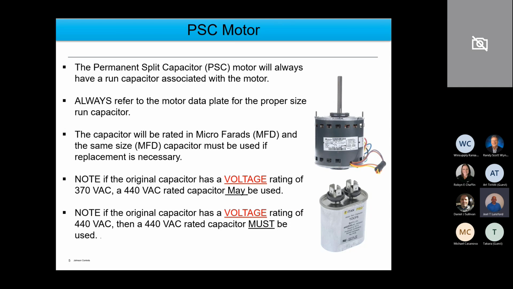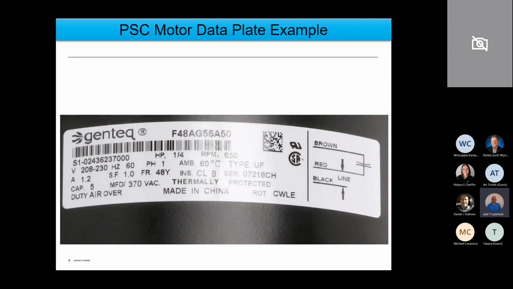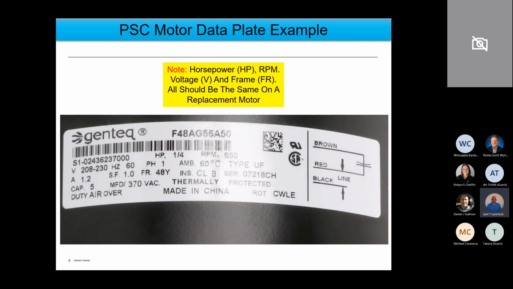All right, well, fantastic. So let's dig in a little bit more on that PSC motor data plate example. Here's a picture of just a PSC type of blower motor. If a contractor comes in and slaps this motor on the counter in front of your counter guy and says, give me one of these, some of the key things we're always going to want to make sure of on the replacement motor is the horsepower. On this data plate, the HP on the motor we're going to replace is a 1/4 horsepower. So we want to make sure we have the same horsepower.